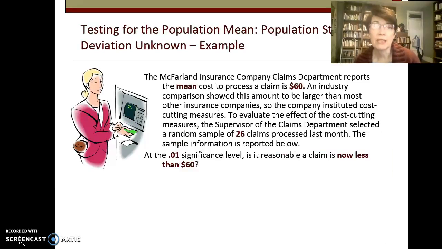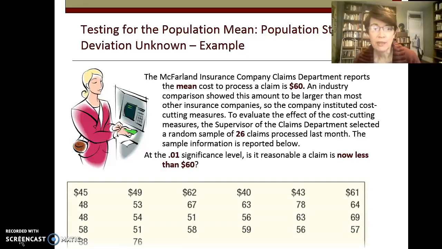So here is our first example. I think this one has some data with it that it asks you to find the standard deviation and the n from the data rather than it being given in the problem. But we have a mean cost to process a claim of $60. And an industry comparison showed that this amount to be larger than most other insurance companies. So we're going to have to do this comparison to see which way it goes.